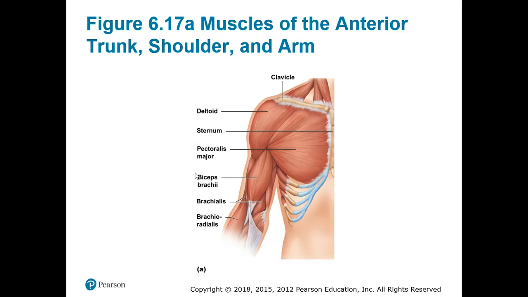So let's find a picture of that and then we'll go back. So here is your biceps brachii. Again, it's a huge muscle that we see bulged here. And brachialis we're going to see on either side that helps flex the arm as well.